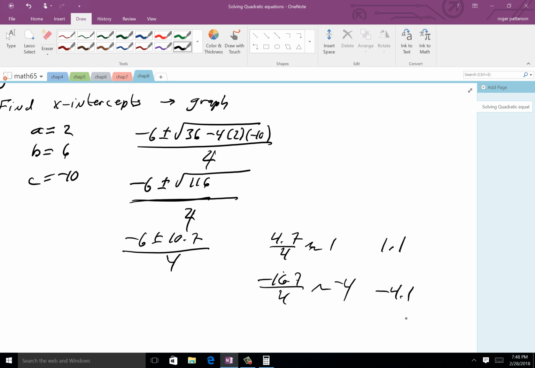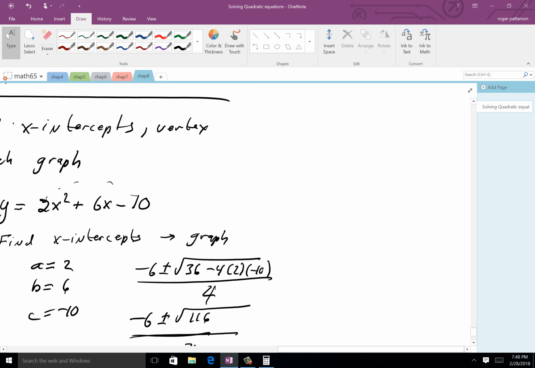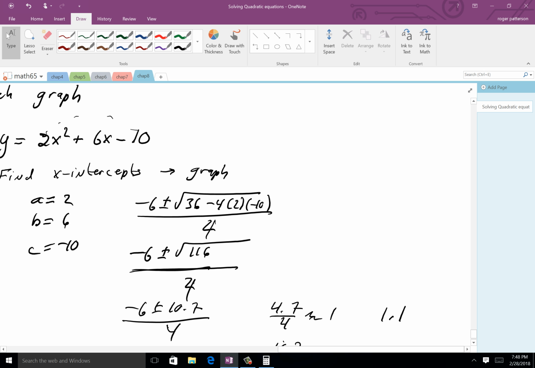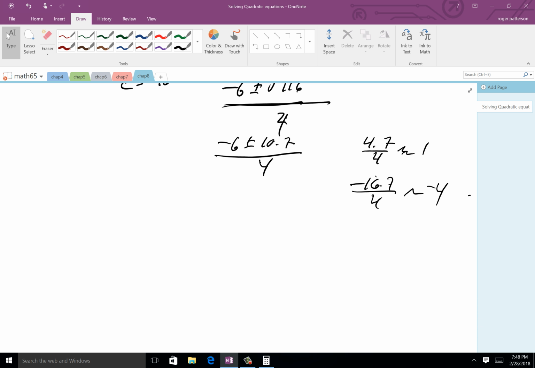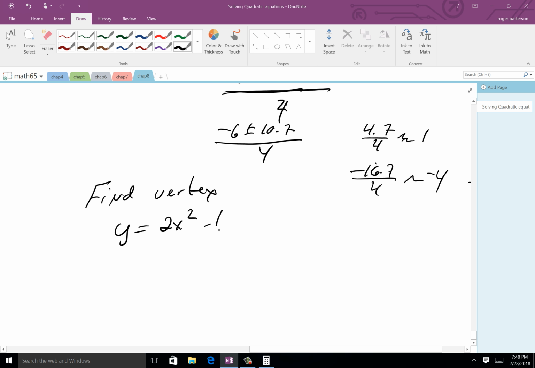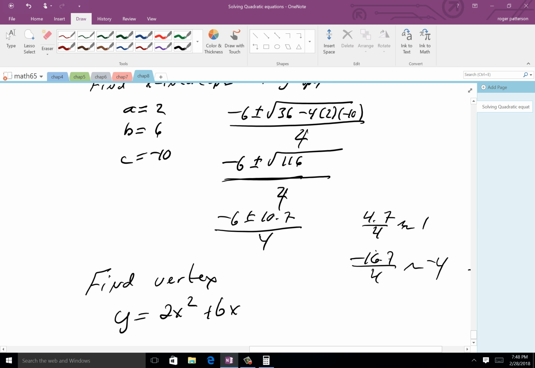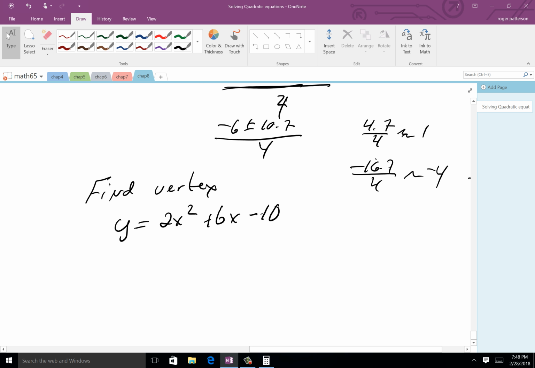Find the vertex. Okay. So how can I find the vertex? Yeah, graph and use decimals. I know. Let me get the equation back up here: 2x squared plus 6x minus 10. So yeah, I graph it on Desmos, figure it out, just click on it. Okay, or negative b over 2a.